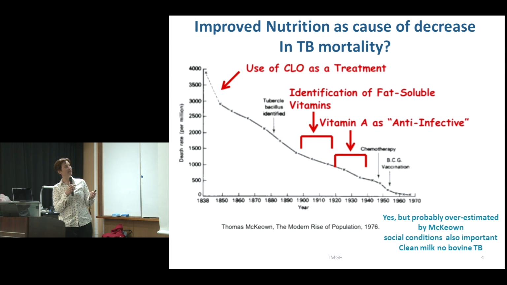And people somehow worked out that cod liver oil was good for children, good for people, and potentially helped in TB. So we'll talk more about that in a minute. That was happening even before we knew about fat-soluble vitamins, and before we knew about vitamin A as an anti-infective vitamin, and then we've got chemotherapy. So you can see that our nutrition knowledge was increasing in this period.